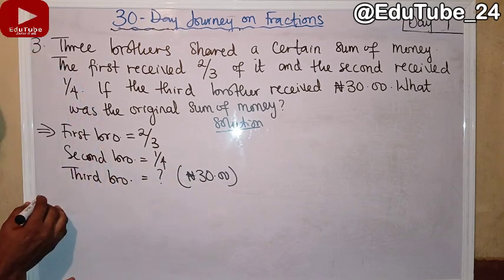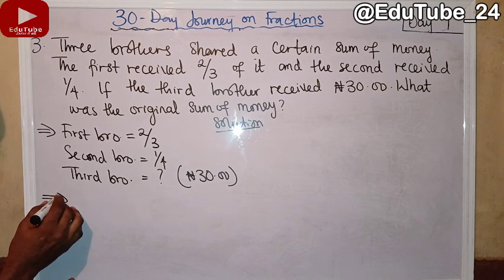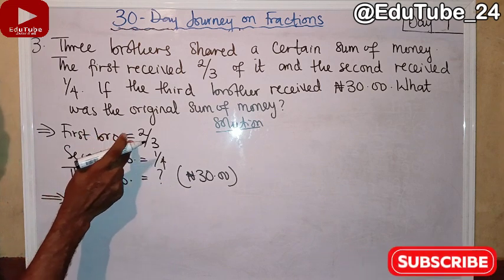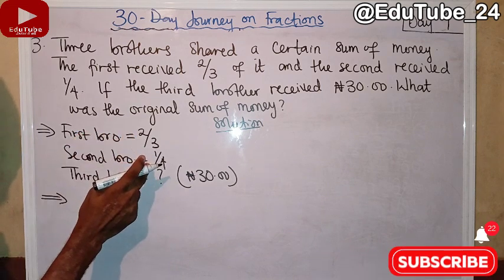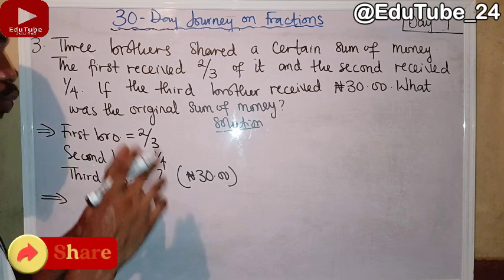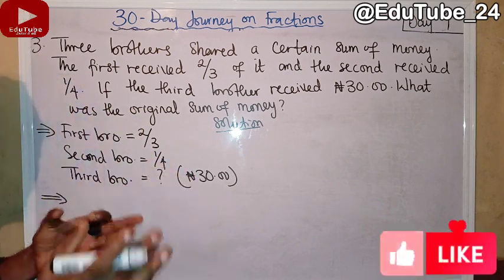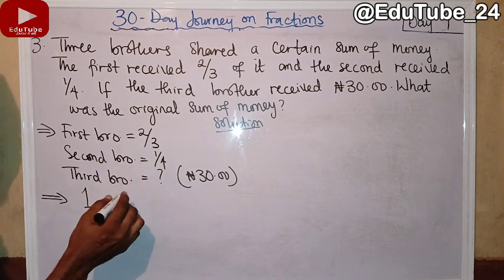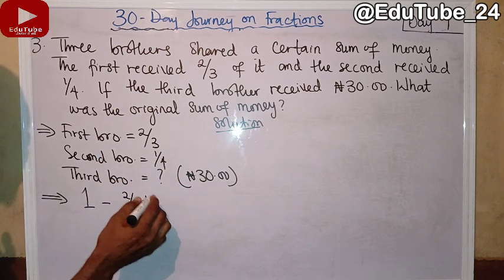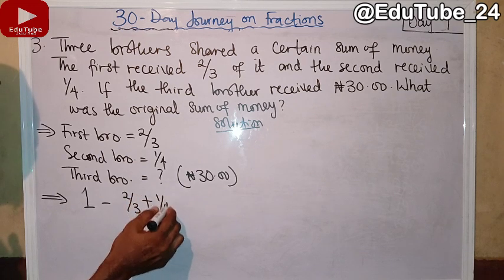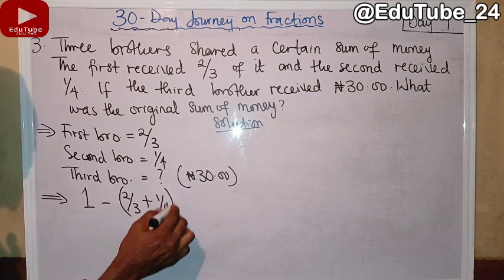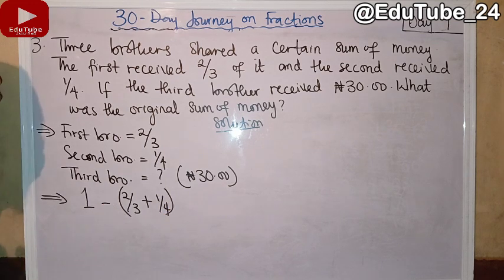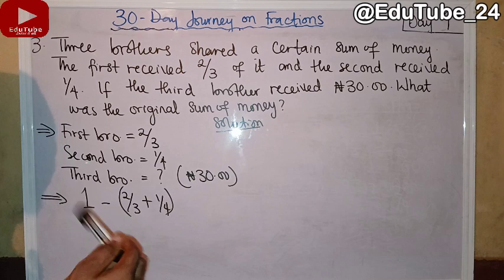We've learned that a fraction is part of a whole, and a whole means 1. So that means we have to add the fraction for the first bro and the fraction for the second bro together and take it from 1, which is the entire money. So 1 whole minus what was given to the first brother, which is 2/3, plus what was given to the second brother, which is 1/4. I'm going to enclose that in a bracket to show that we are solving this before we take it away from 1 whole, which represents the entire money.